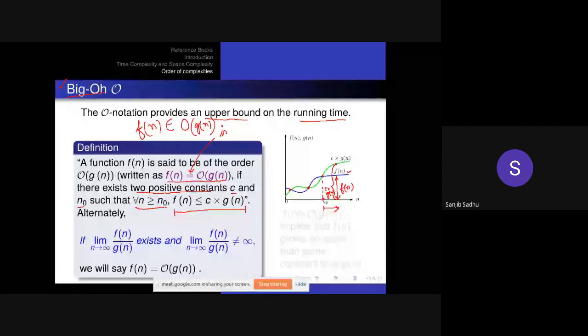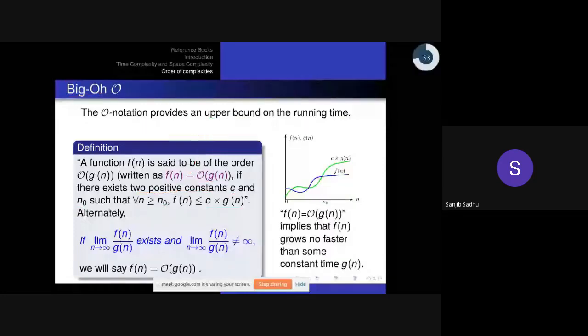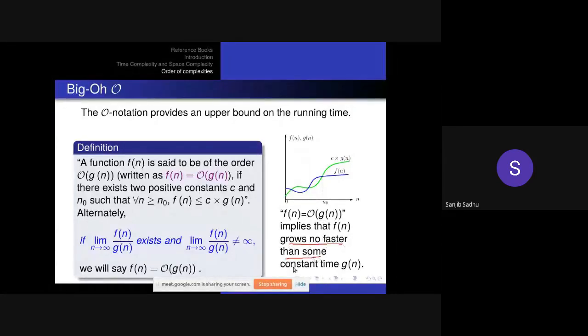So in this case, we will say that fn does not increase more than c multiplied by gn, multiplied by a positive constant c. So that means fn is being upper bounded by gn. So fn is said to be of order of gn. This is the mathematical definition, and this is the graph. This graph also implies that fn grows no faster than some constant times gn, that means c into gn. Clear? So that's why it is called an upper bound.